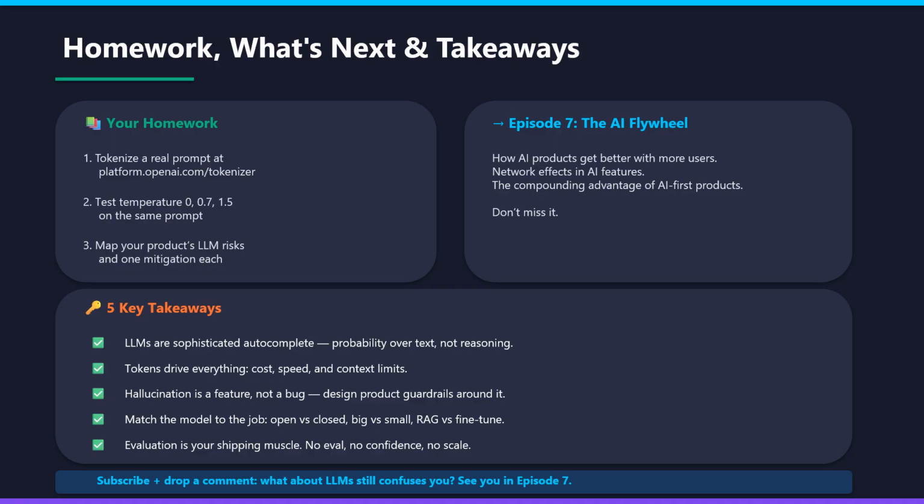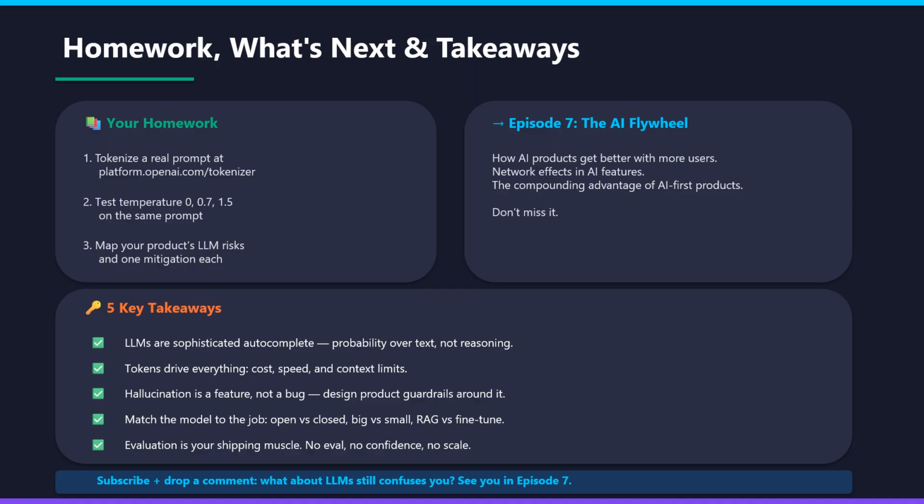And second is what's next. Episode 7 is the AI flywheel: how AI products get better with more users, network effects in AI features, and the compounding advantage of AI-first products. So don't miss it. Episode 7 is about that.